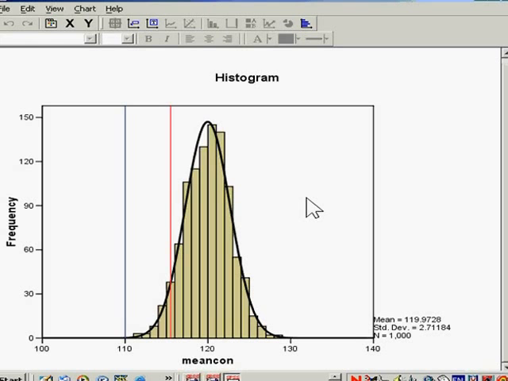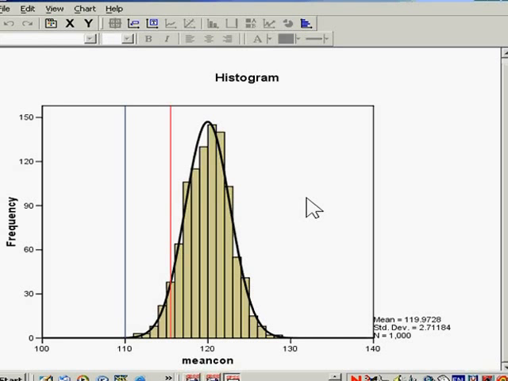The truth is that just as we have variation in the individual values for our control population, which is giving us the variation that we can see here in our distribution of means for the control, there is similar variation for our drug population.